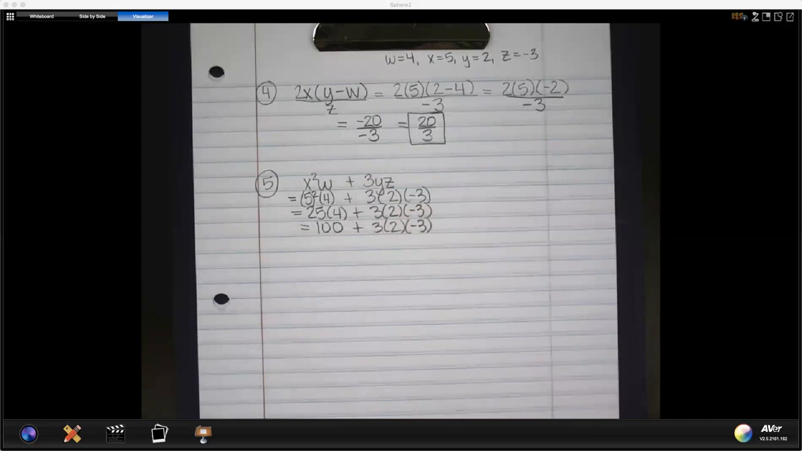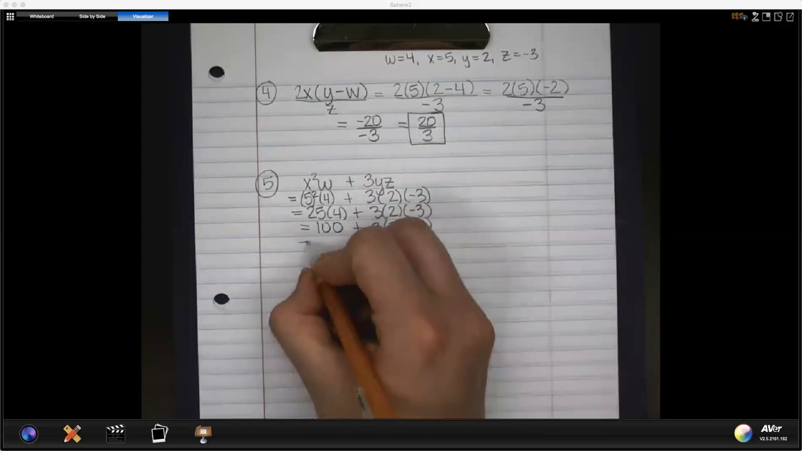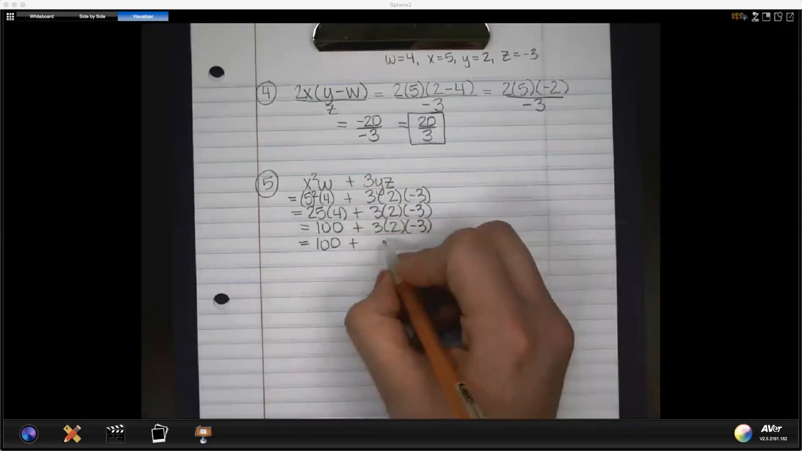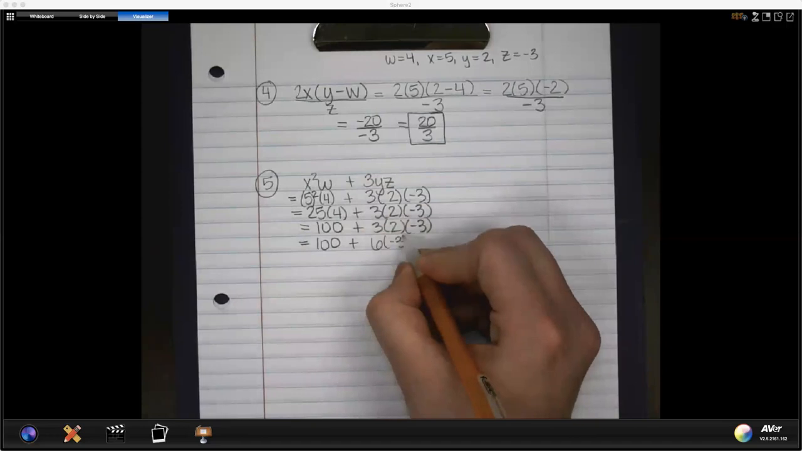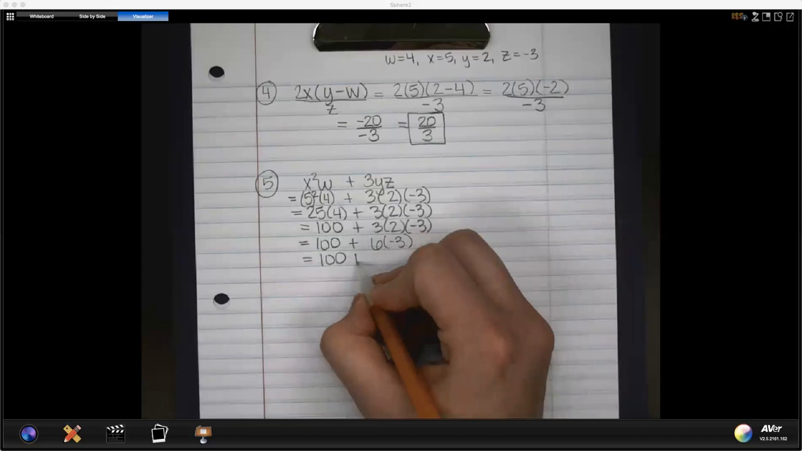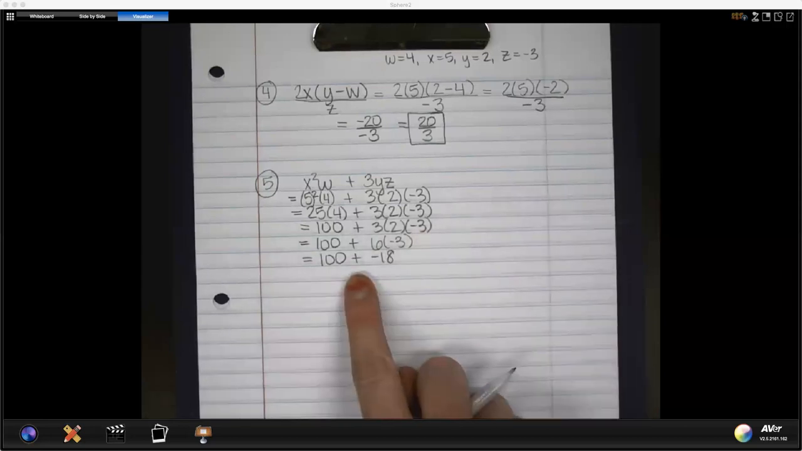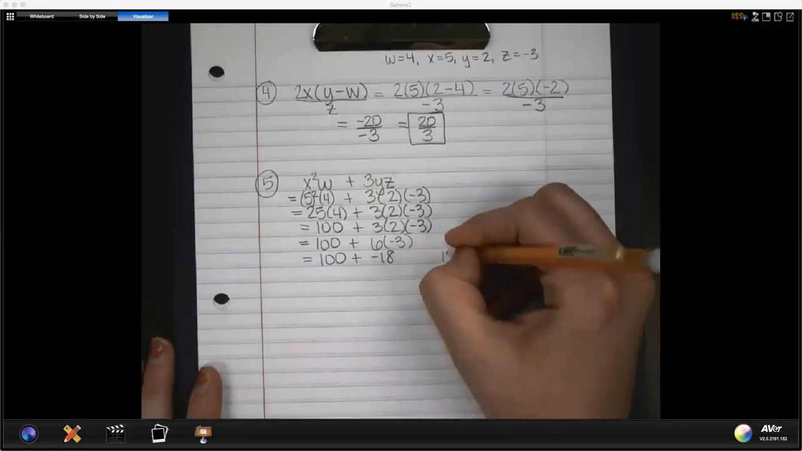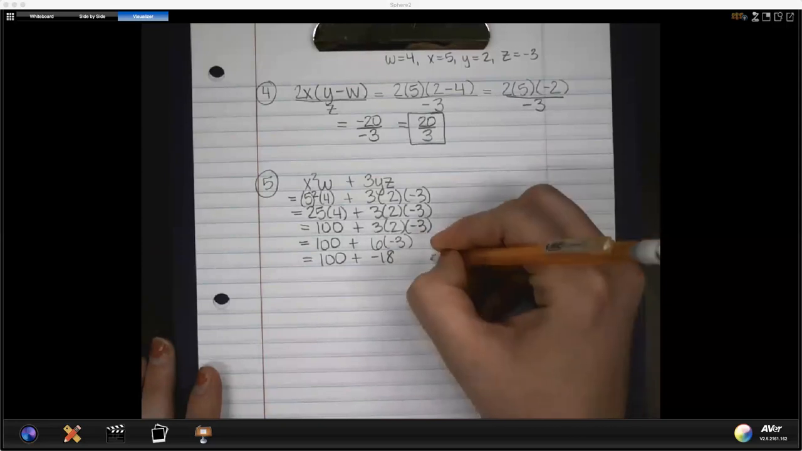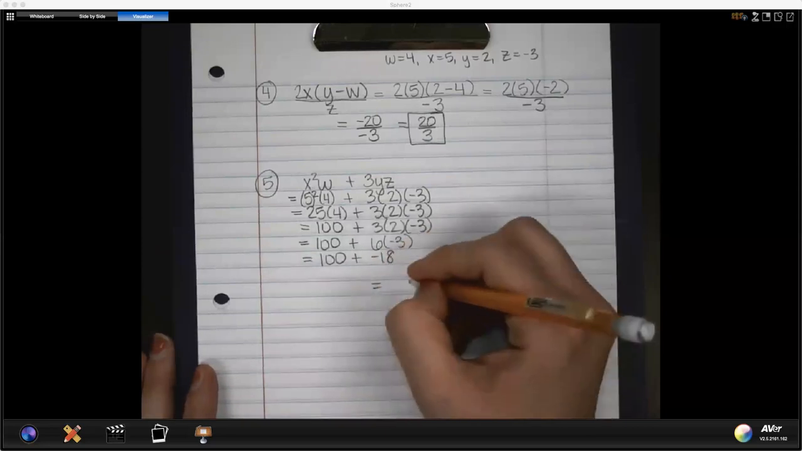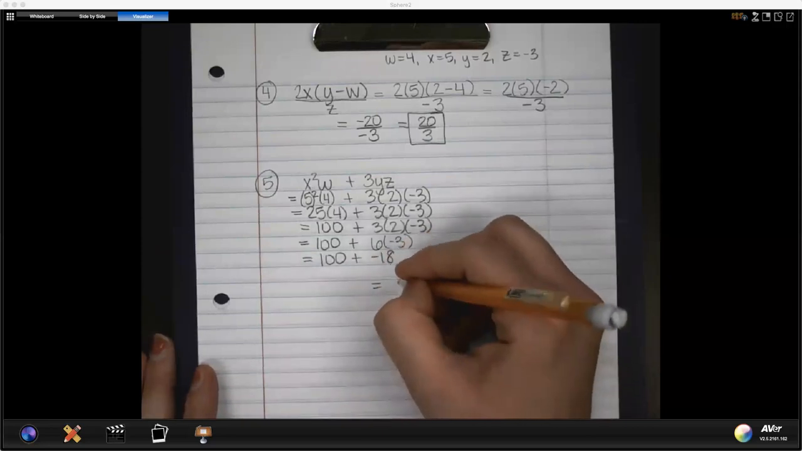And then we have multiplying over here. 3 times 2, which is 6. 6 times -3, which is -18. So technically it's going to look like you said plus -18. You can either think of it as 100 plus -18, or you could just simply write it as 100 minus 18. Either way, your answer should result in a value of 82.